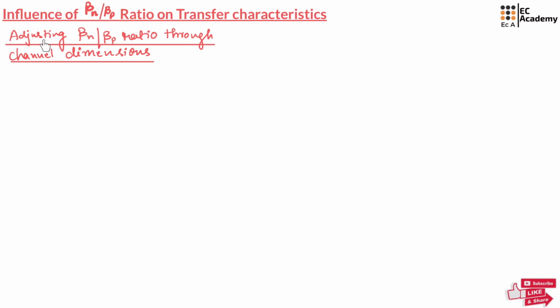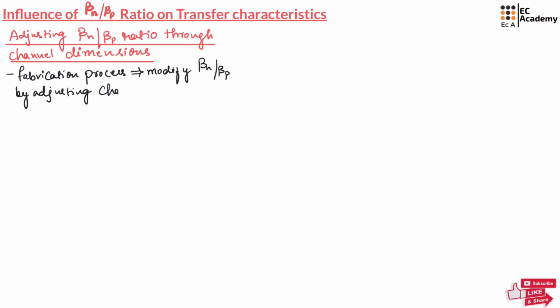Now let us understand adjusting the beta n by beta p ratio through channel dimensions. During the semiconductor fabrication process, we can modify beta n by beta p by adjusting the channel length and width of a given transistor. Here you need to remember the parameter beta is directly proportional to W by L. So by adjusting these dimensions, you can balance the design.